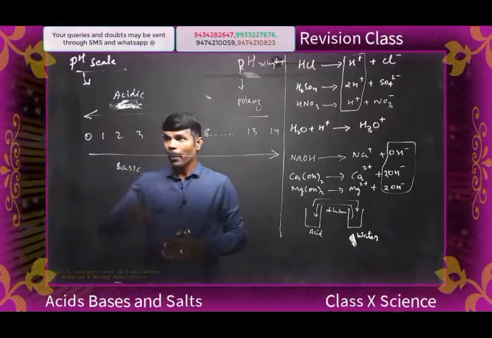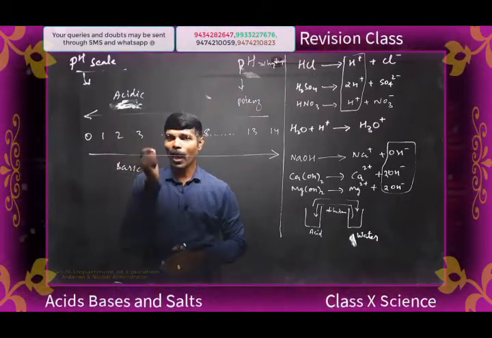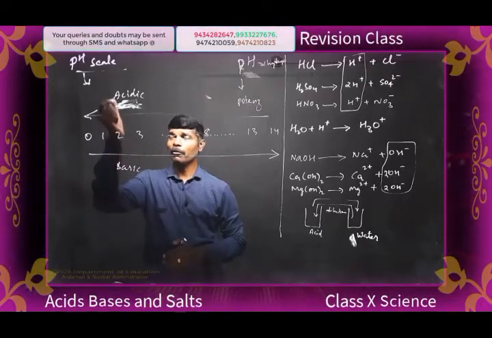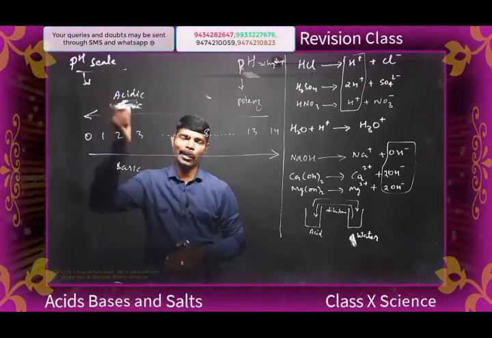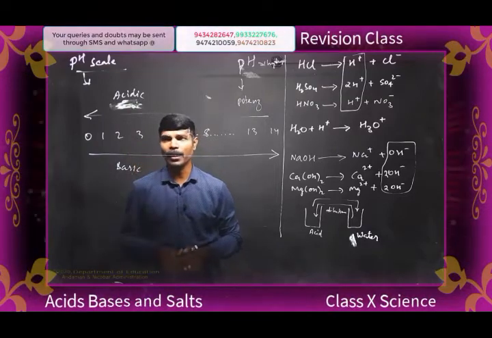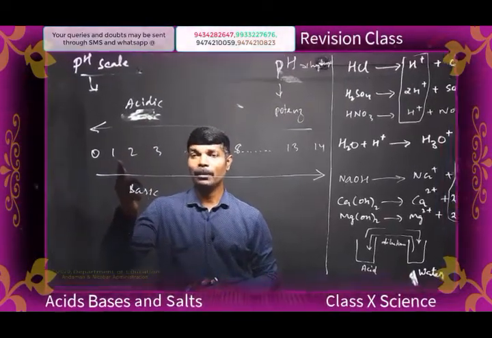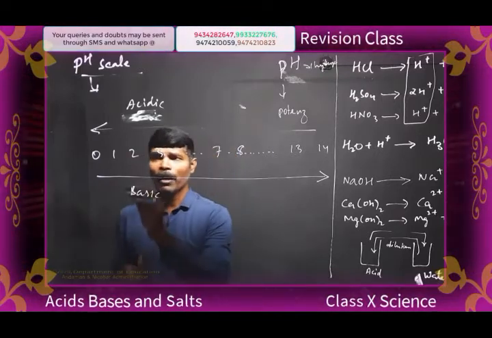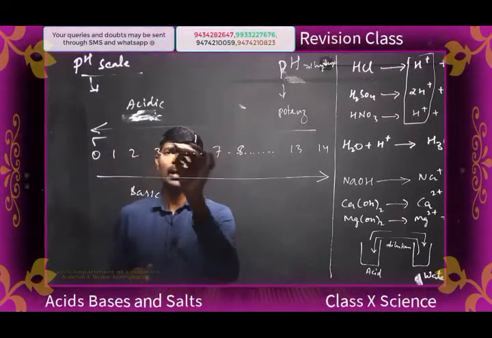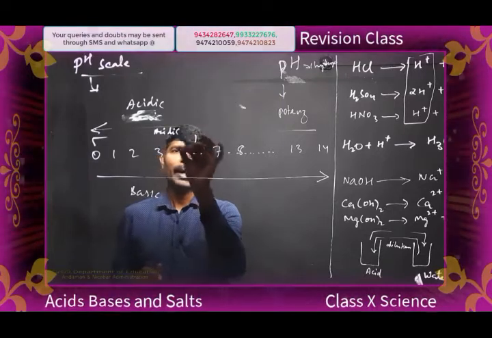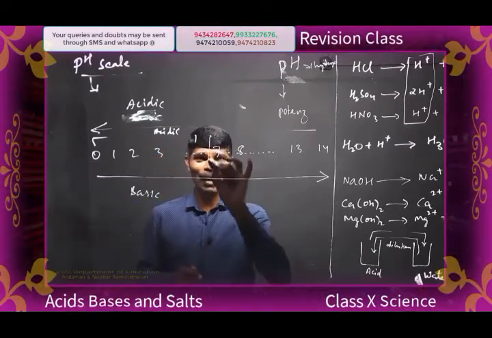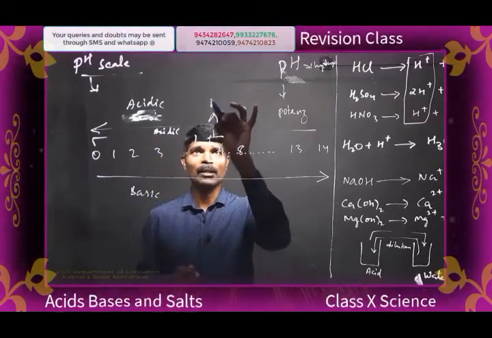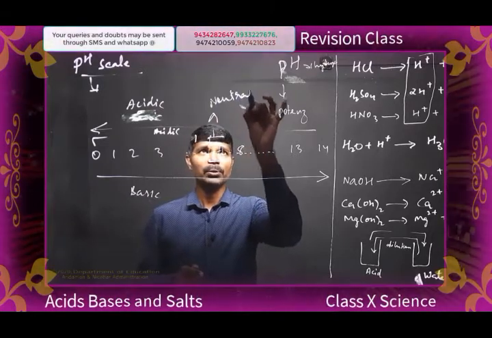Now you see here, the substance which has zero value in pH scale will be highly acidic than the one which has the pH value 1, 2, 3 and so on. Dear students, the values from 0 to 6 are acidic, and if the substance has the value 7, it is called neutral. So this thing you should know.